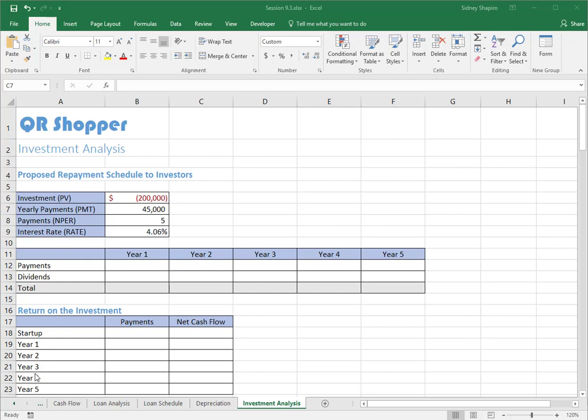In year 1, you get 0. Year 2, you get 0. Year 3, 8,000. Year 4, 15,000. And year 5, 25,000. He wants to add these dividends to the repayment to the investor's original 200,000, and then we'll calculate all of that all together.